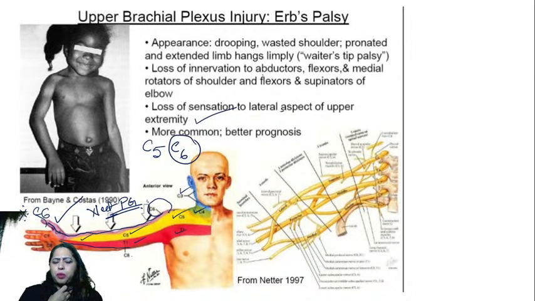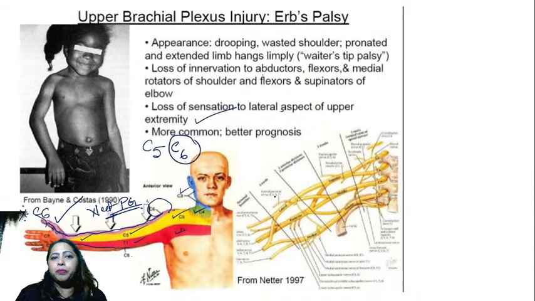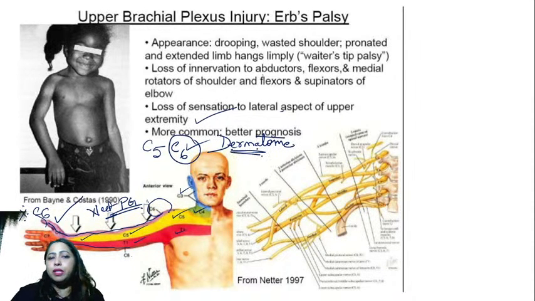You may be talking about so many things. You may be talking about the pronated arm, the policeman's tip arm, everything is fine. But what about the thumb? He has lost the sensation because of the dermatome. So that's why in the first slide itself, we told you, it supplies both the muscles as well as the sensory innervation.